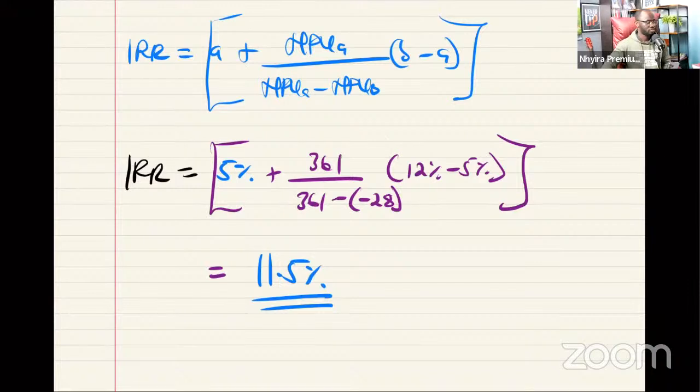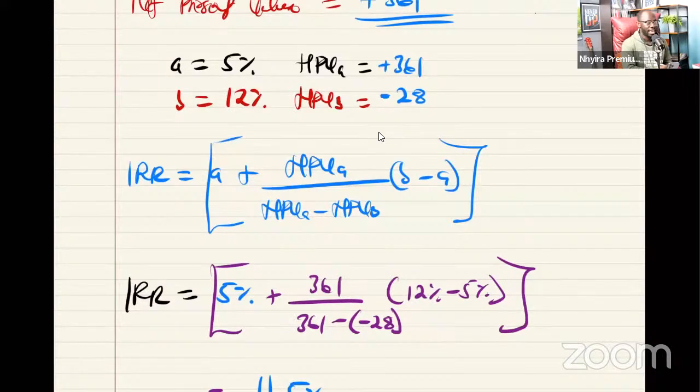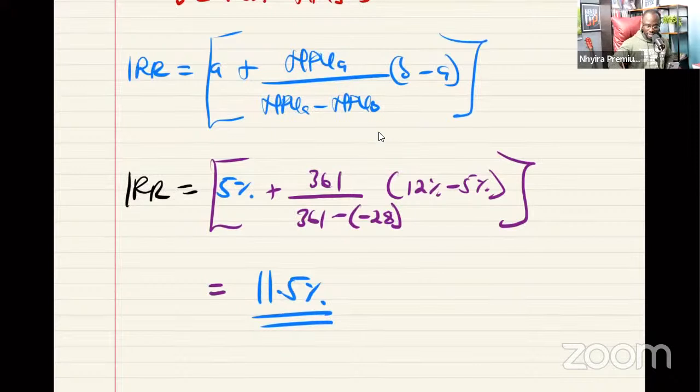Yes, I thought the NPVA is the first one we calculated. That is not the rule we established. The A is the lower rate. The B is the higher rate, not the first or the second. So the A and B is not about which one you did first or second. It's about which one is the higher rate and which one is the lower rate. That's the rule. So my answer is 11.5%.